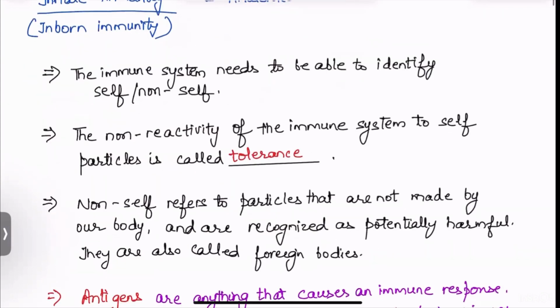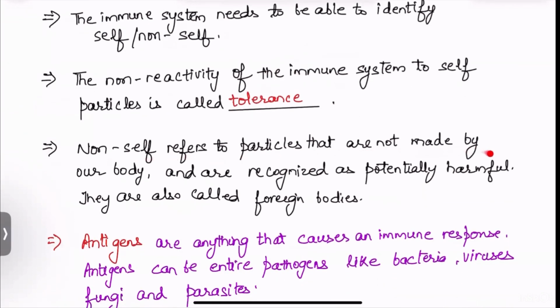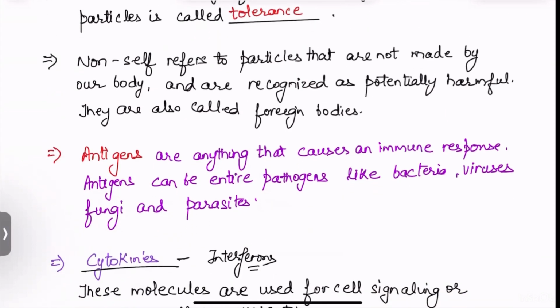It should have non-reactivity to self particles, and this property is called tolerance. And non-self refers to particles that are not made by our body and are recognized as potentially harmful. They are also called foreign bodies. So the foreign pathogen, bacteria, virus, anything which is trying to enter inside the body and is non-self, is called antigen. Antigen is anything that causes an immune response and can be an entire pathogen like bacteria, virus, fungi, and parasite, or it can be a particular part of it.